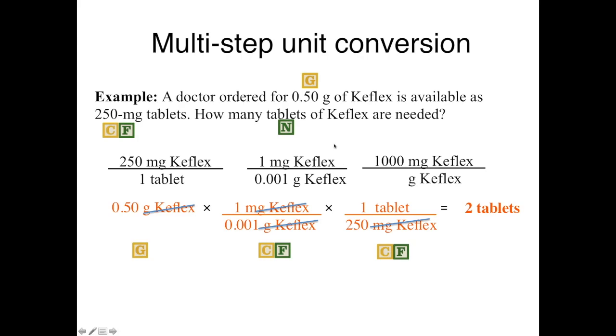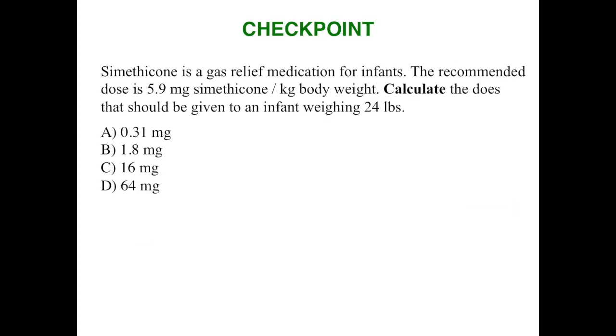In this case, looking back at our original problem here, we have 2 sig figs here and 2 sig figs here, so our answer should have 2 sig figs, and that turns out to be 2.0 tablets. Alright, so that's using conversion factors to solve multiple step problems. Let's see if you can do this on your own.